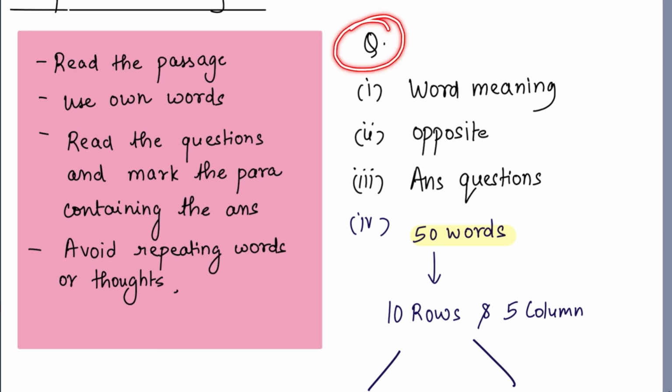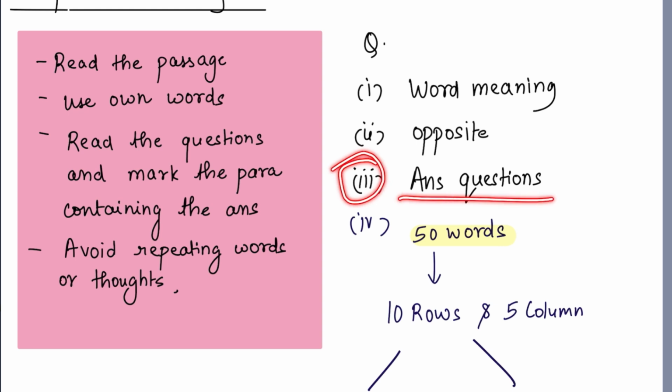So, for example, first you'll be asked the word meaning. If you're not able to figure it out, you can just reread the sentence and try to understand what the paper setter is talking about. Then second is opposite. Again, rereading the sentence can only help you out. Third is answering the questions. 1 or 2 mark questions are given. Please do not write more than 2 lines, 2 to 3 lines.